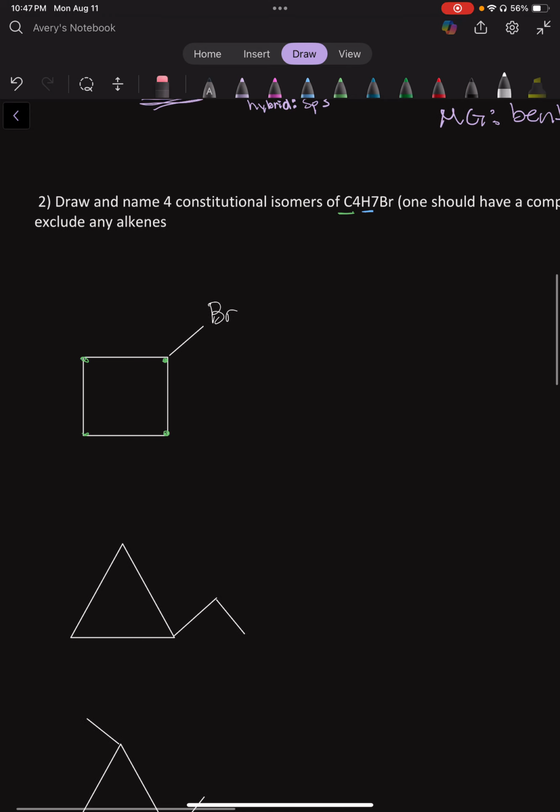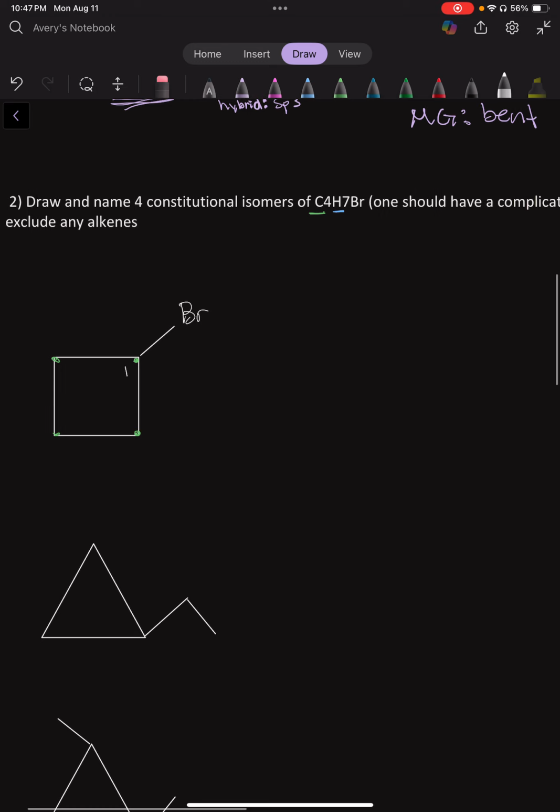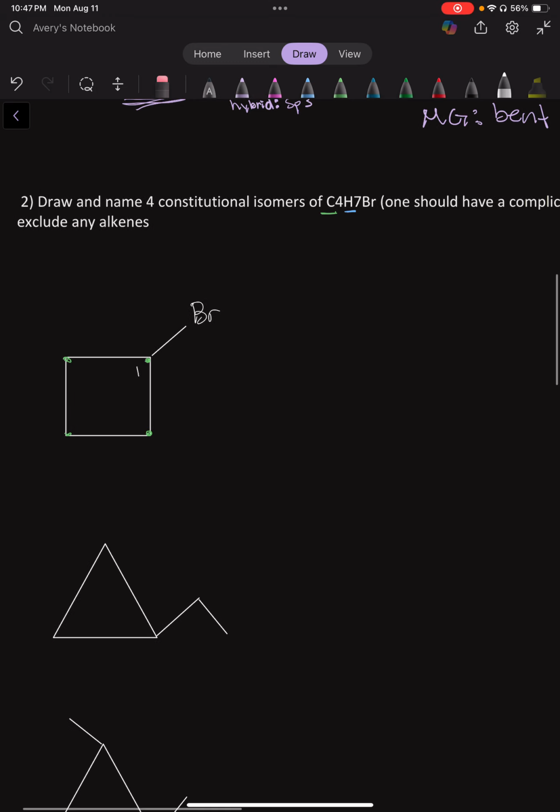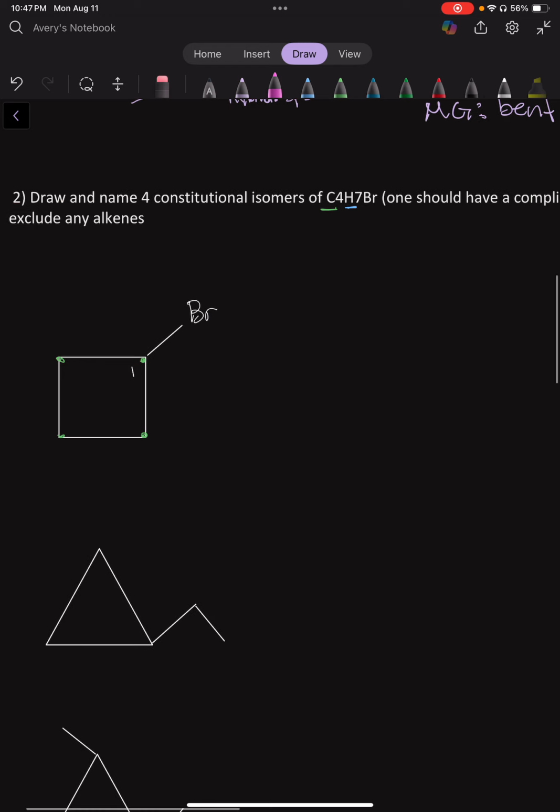Since there's only one branch, we go ahead and assign that at 1. And the branch, okay, let's backtrack a little bit. We identify the parent, this square, cyclobutane is our parent because it is the longest uninterrupted chain of carbon. It's also the only chain of carbon. And then we have our branch.